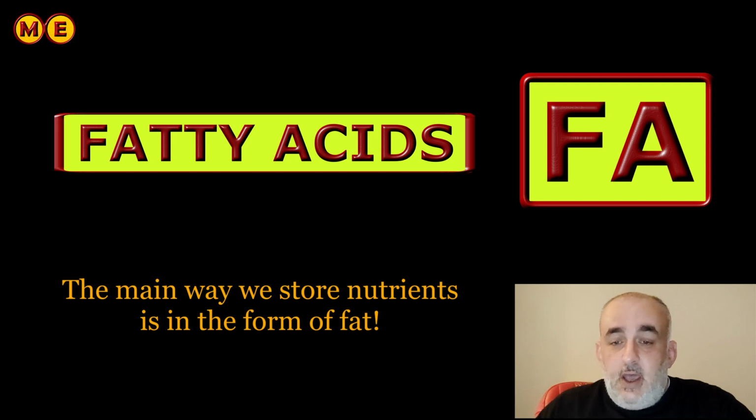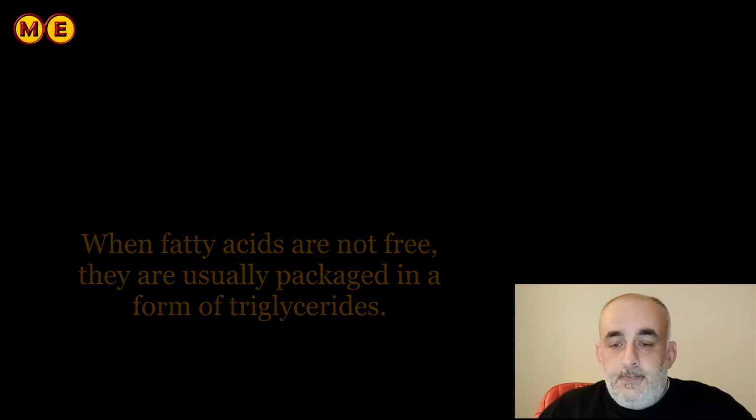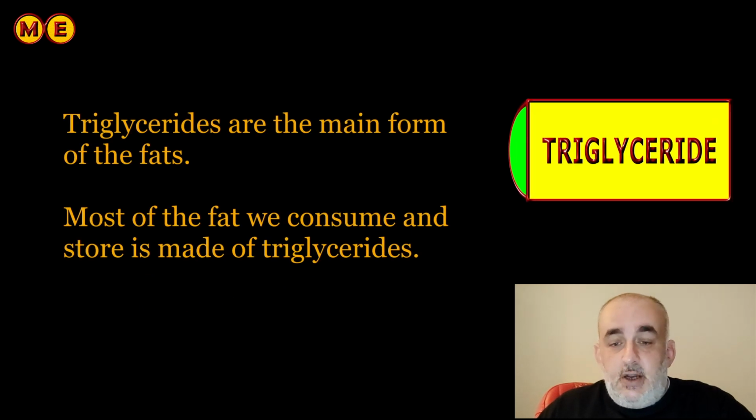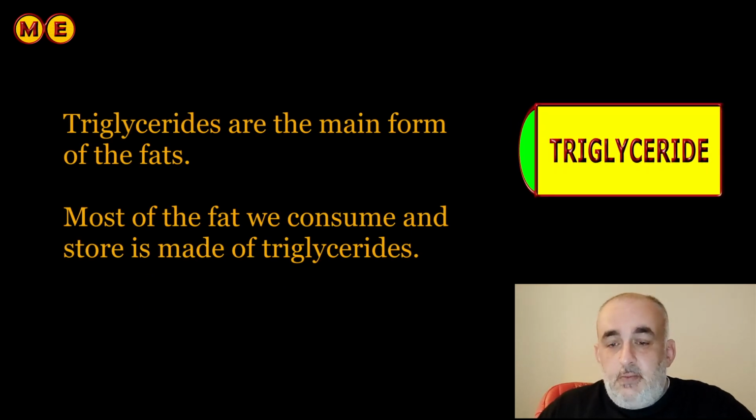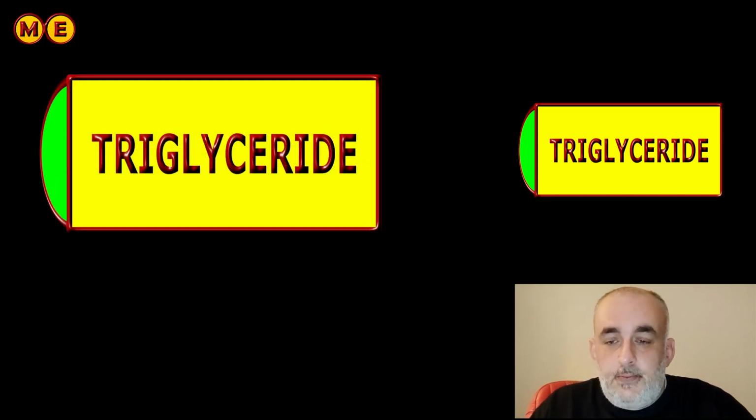By the way, fatty acids are usually not found in a free state. When they are not attached to something else, they are called free fatty acids. But when they are not free, the fatty acids are usually packed in the form of triglycerides. Triglycerides are the main form of fats. Most of the fat we consume and store is made of triglycerides. And triglycerides are made of 3 fatty acids attached to one molecule of glycerol.